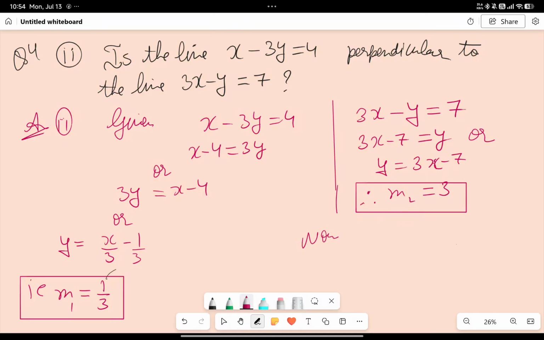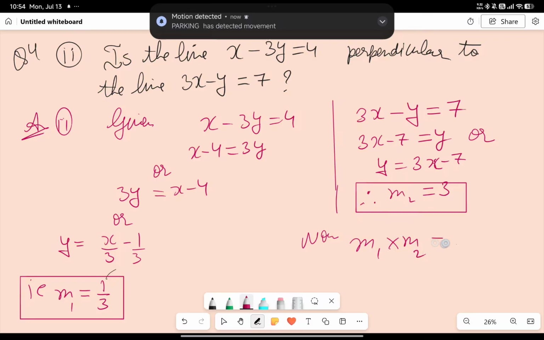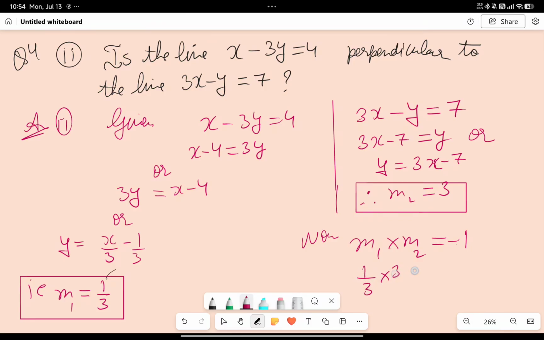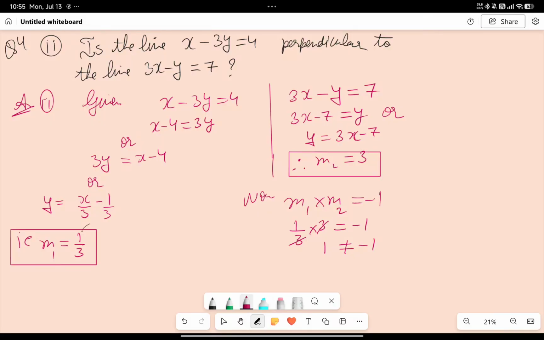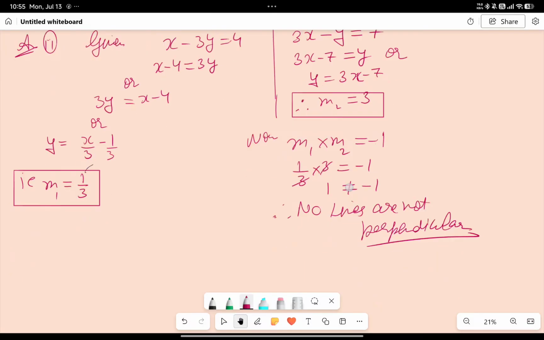Now, m1 multiply m2, it should be minus 1. Putting their values, 1 over 3, multiply 3. Look, 1 is not equal to minus 1. Therefore, I can say that no, lines are not perpendicular. Okay, lines are not perpendicular to each other. Now let us see the third part.